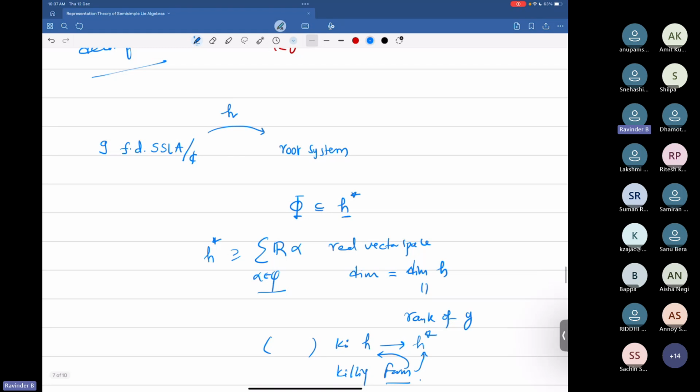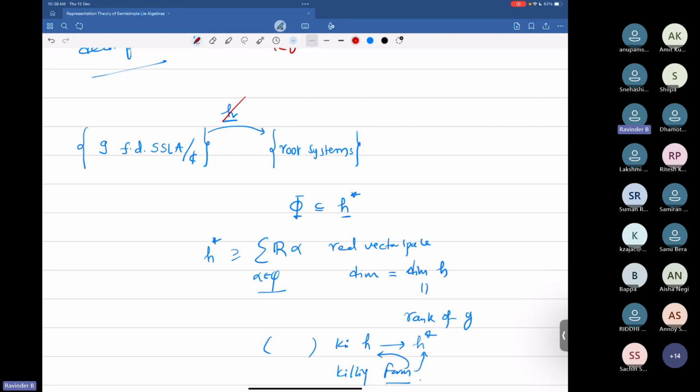So whatever Sachin discussed, that theory makes sense now. What we did actually is, I want to know all the finite dimensional semi-simple Lie algebras. Then you collect all the root systems here, right? But root systems with respect to some choice of Cartan subalgebra. And if you change the choice, you may get different root systems, but they're all isomorphic.